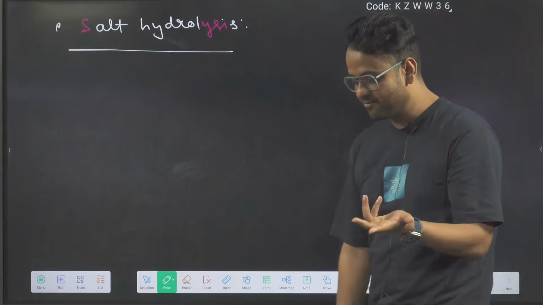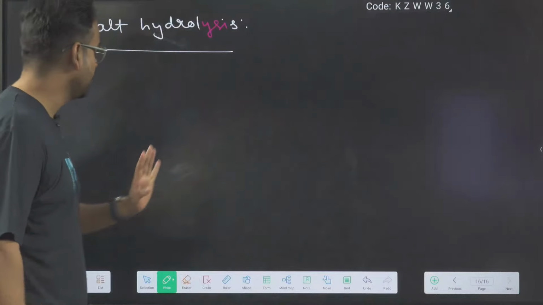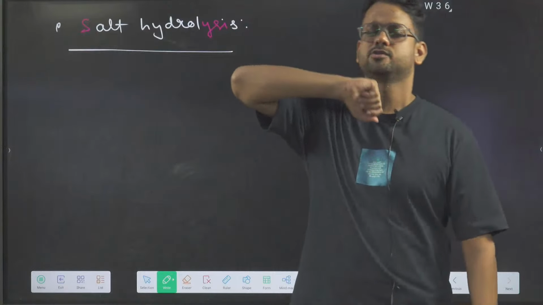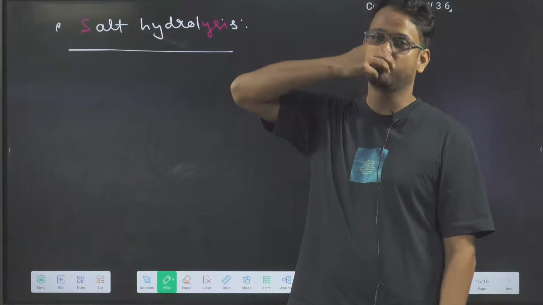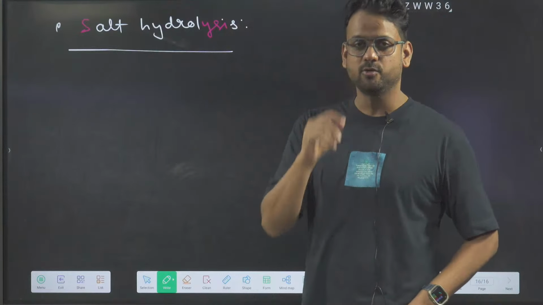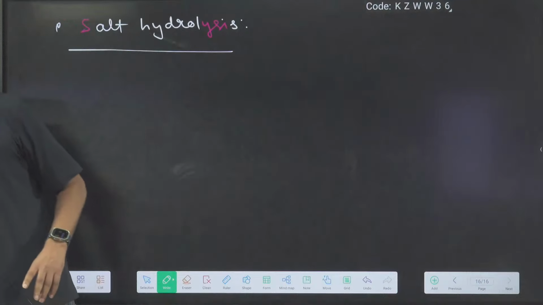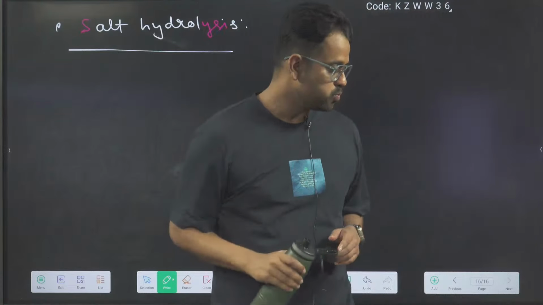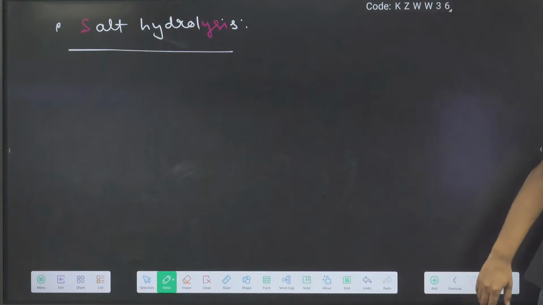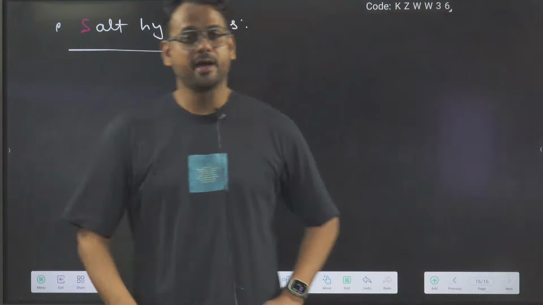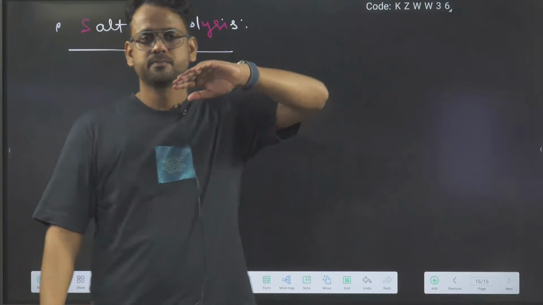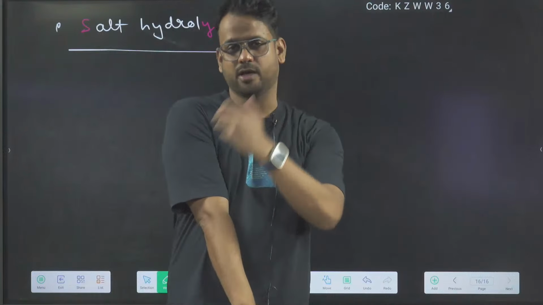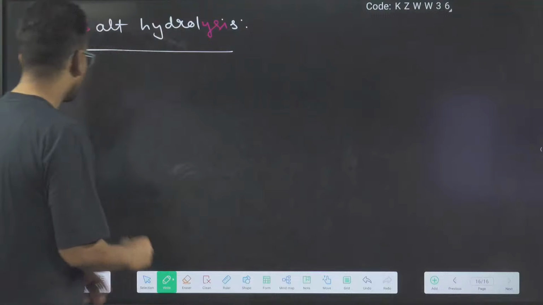Salt hydrolysis is just like weak monoprotic acid and weak monoacidic base. Salt hydrolysis basically means that once you dissolve the salt in water, what will happen? First of all, the salt will undergo dissociation into cation and anion. And then the cation and anion may further react with water. Once they react, that reaction is known as hydrolysis.